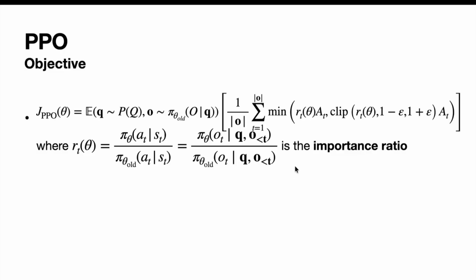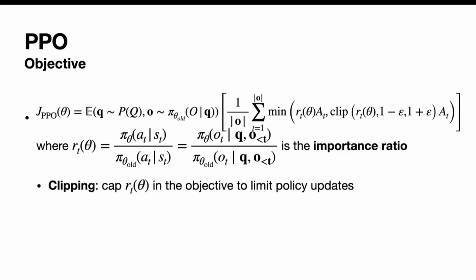The clipped surrogate is similar, but we clip the importance ratio so that it cannot go below 1 minus epsilon and cannot go above 1 plus epsilon. PPO takes the minimum of the two surrogates. This clipping is the key idea of PPO. It prevents the new policy from moving too far away from the old policy in one update. Finally, the 1 over size O factor averages this objective over the tokens of the answer, and the outer expectation averages over the batch of prompts.